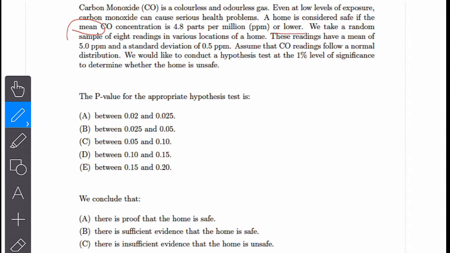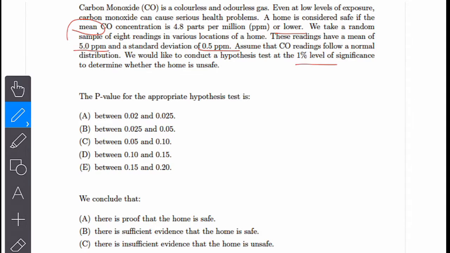We take a random sample of 8 readings in various locations of a home. These readings have a mean of 5. So here's the sample information: 5 parts per million and a standard deviation of 0.5 parts per million. Assume CO readings follow a normal distribution. We would like to conduct a hypothesis test at the 1% level. Okay, so the underlying stuff is the important stuff.